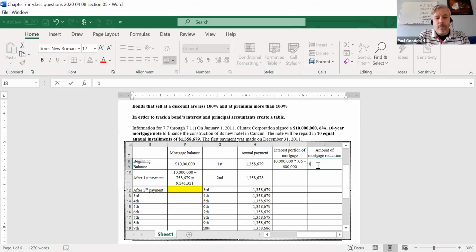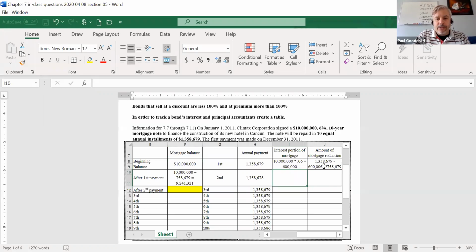So we have 1,358,679 minus the 600,000 that goes to interest equals the 758,679. Okay, I got a question. Yeah, I'm missing a 0 in 10 million. All right, thank you. Yeah, over here. All right.